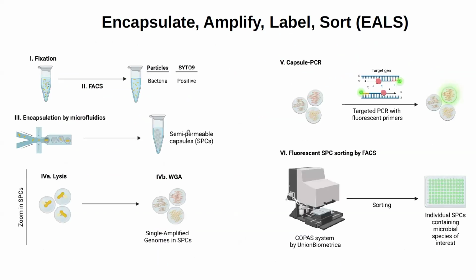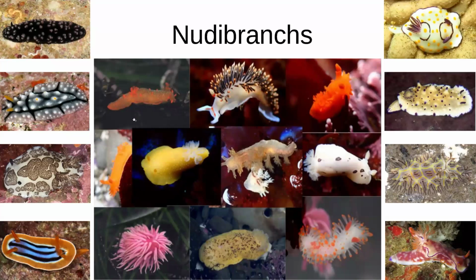And then I will just briefly comment on this encapsulate, amplify, label, and sort approach. It means that you first encapsulate, do the whole genome amplification, and then use this DNA as template for your fluorescent capsule PCR, and then do the sorting. In this workflow, we focus on nudibranchs. These are beautiful marine soft-bodied animals that are of interest to us because we have recently discovered that there are some very interesting symbiotic bacteria.